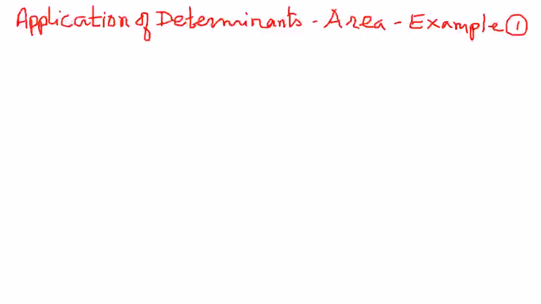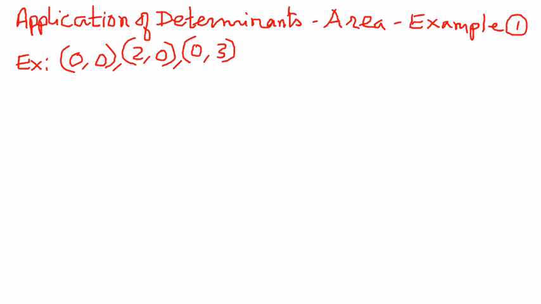Welcome to my presentation. In this presentation, let us try to find the area of a triangle using determinants. Let us say we have 3 points of a triangle given to us as follows. Let me write those 3 points. The 3 points are (0, 0), (2, 0), and (0, 3).